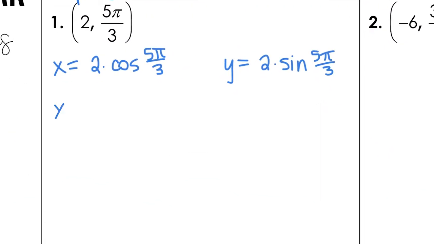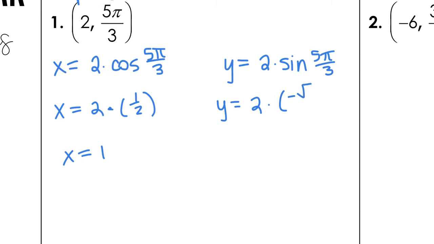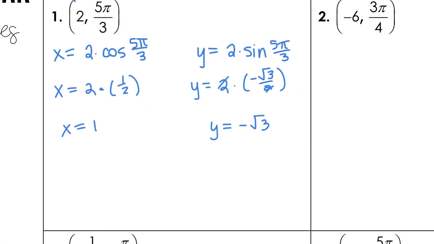Okay, so for cosine, this will be 2 times 1/2, which just gives me 1. Over here for sine, we said that was negative square root of 3 over 2. For this one, the 2's just cancel out, so y is equal to negative square root of 3. So my rectangular coordinate to match with that point is 1 comma negative square root of 3.